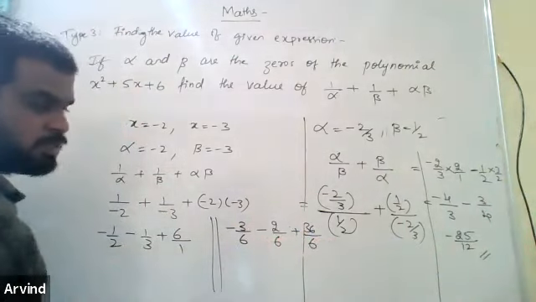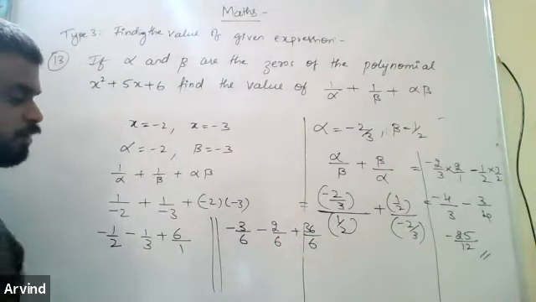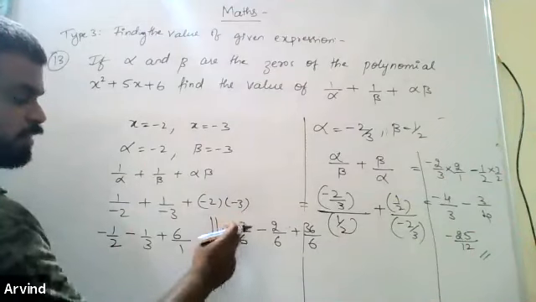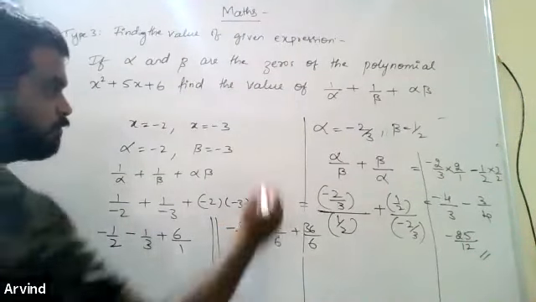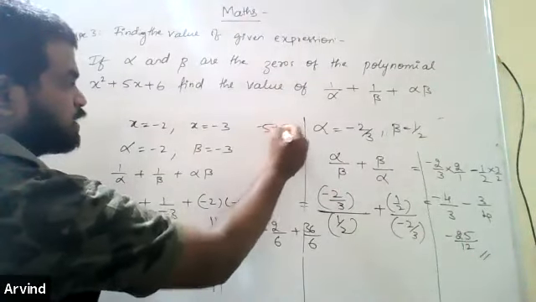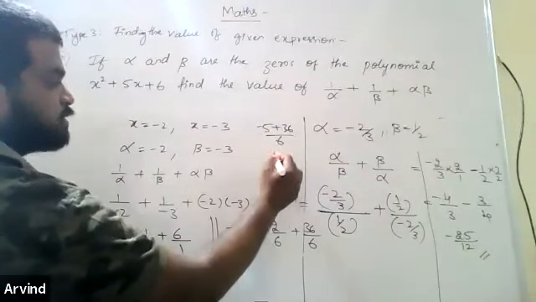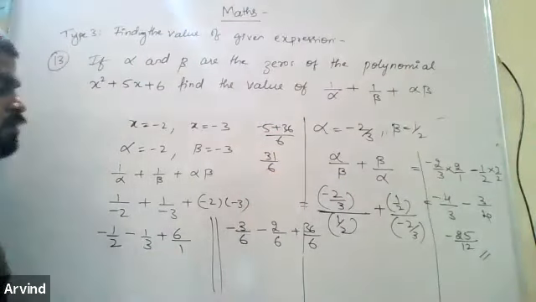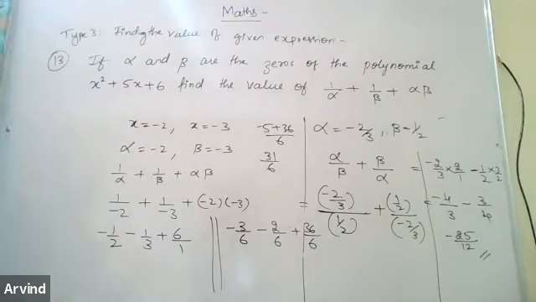All the denominators are same, so you can simplify the numerator. -3 -2 is -5 plus 36 by 6. So 36 minus 5 is 31 by 6. That's your answer. Is it clear for everyone? I hope it is clear.